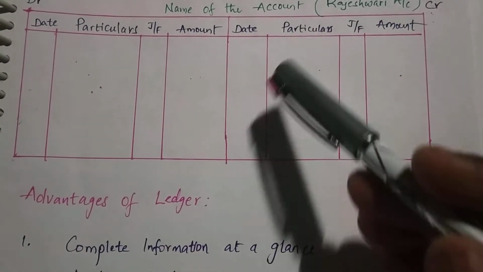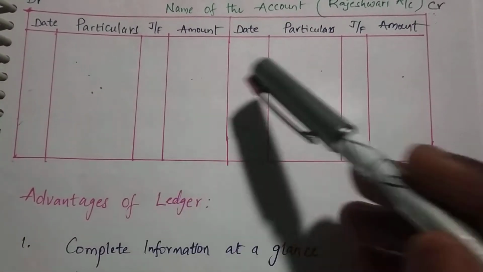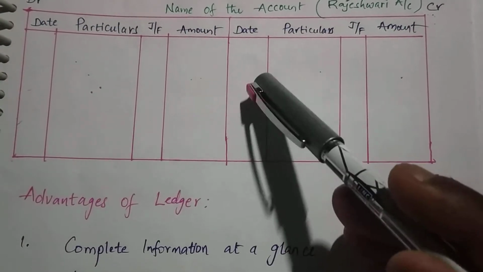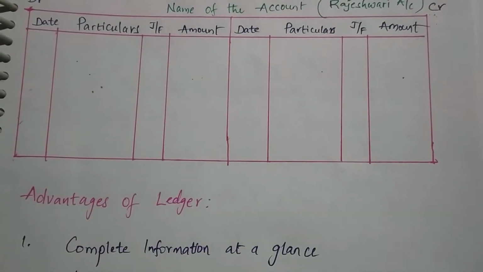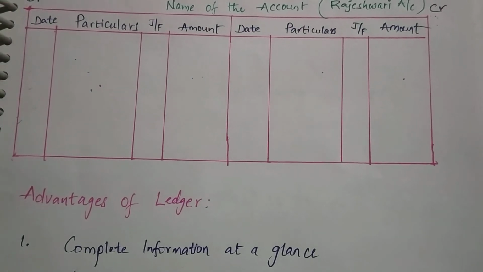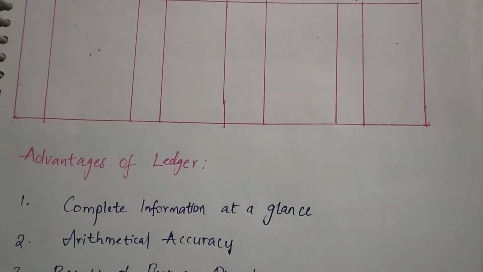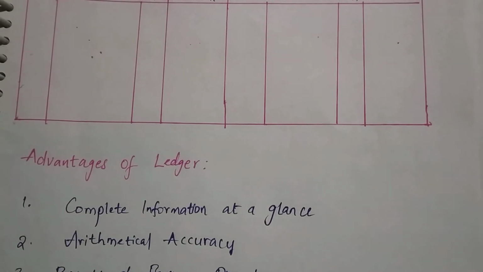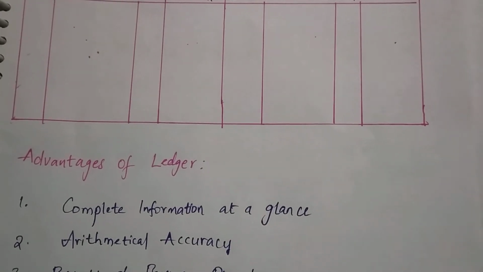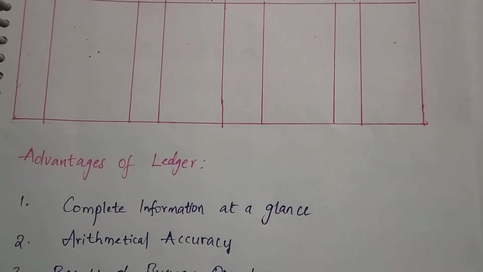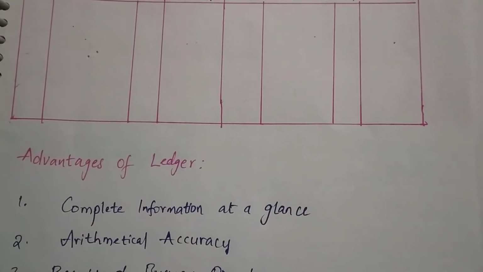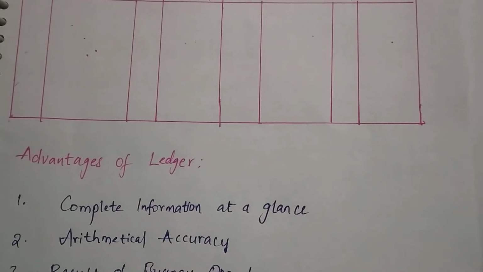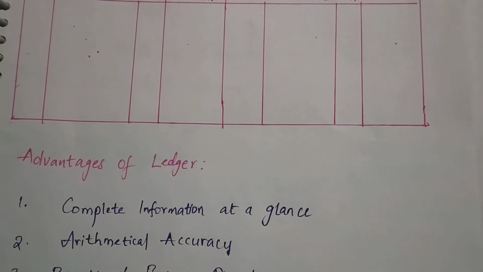We will be entering a lot of transactions on the debit side or credit side, so by seeing the ledger, we can ascertain the balance figure. The next advantage is arithmetical accuracy. With the help of ledger balances, the trial balance is prepared to know the arithmetical accuracy of accounts. Whenever we want to prepare the trial balance, the balance amounts in the ledger are used.